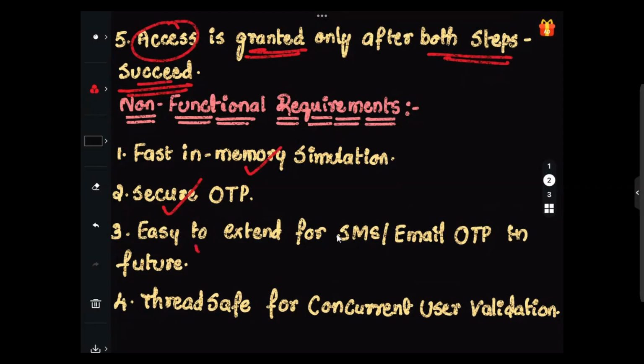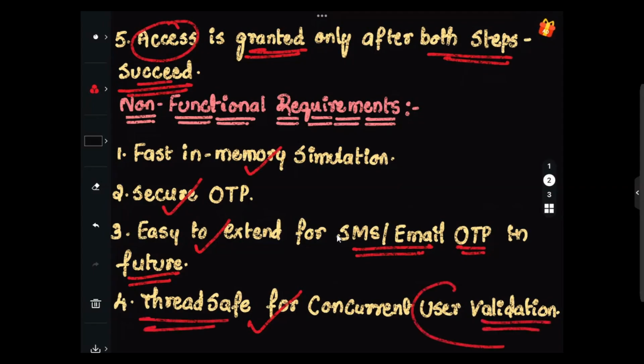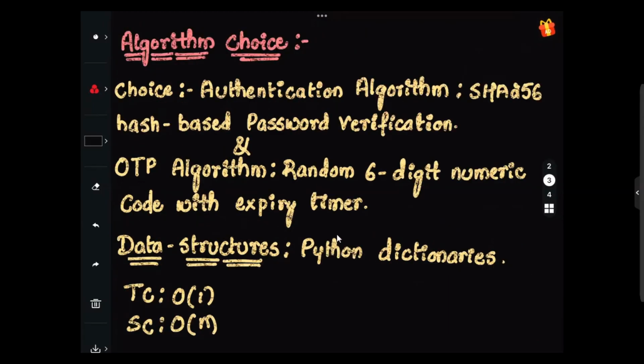The third one is easy to extend for SMS or email OTP in the future. So whatever code we write has to make sure it will be easy to extend for SMS or email OTP in the future. The final one here is thread safe for concurrent user validation. These are the non-functional requirements that they have given.